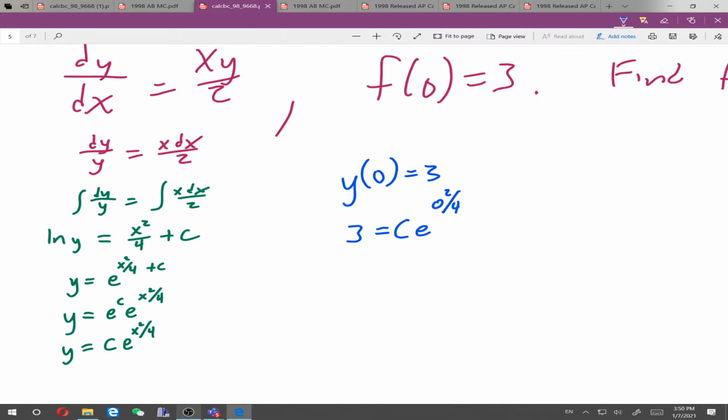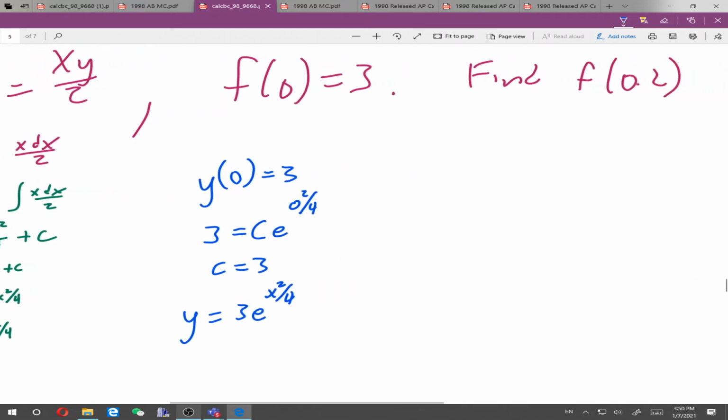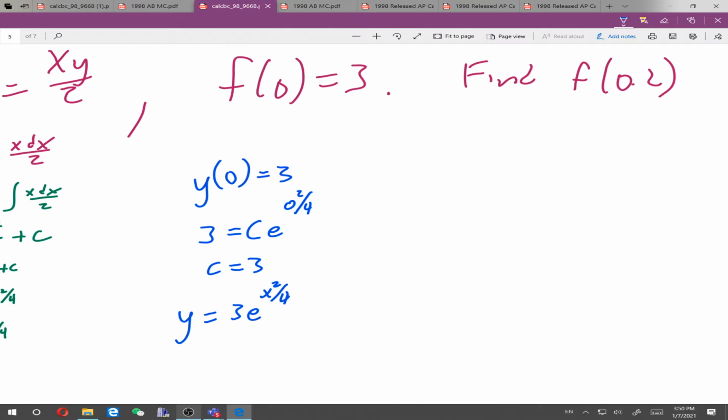C equals 3. Okay. So if c equals 3, then y is equal to 3e to the x squared over 4. And we need to find f at 0.2.